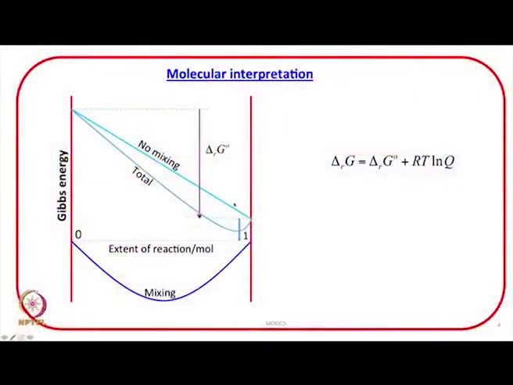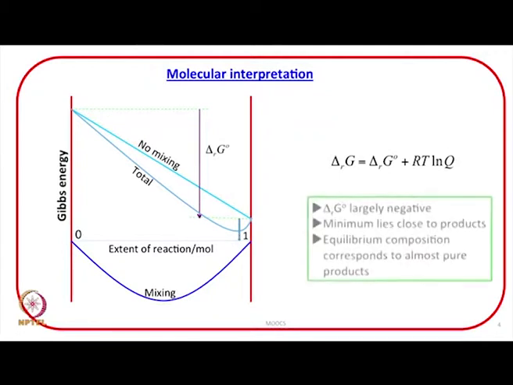So, if this light blue line, which is without mixing, and the dark blue line, which is the variation of Gibbs energy versus extent of reaction with mixing, are combined, the resulting curve is going to be the one shown under total. And here if you see, the minima is lying very close to the product. So, if delta G naught is largely negative, the minima in the curve lies close to product, that means the position of equilibrium is close to product and the reaction is essentially complete.